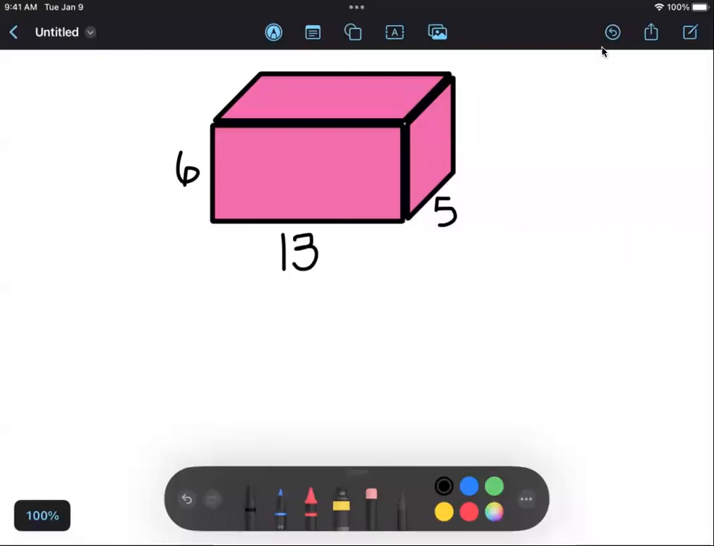All right, welcome back to another worked example. For this worked example, we're going to find the surface area of this rectangular prism. And I'm going to abbreviate surface area as SA. That's what we're looking for.